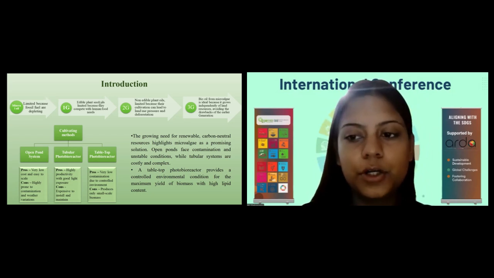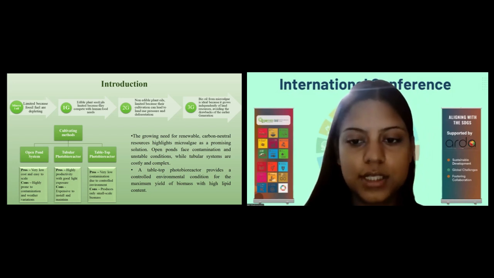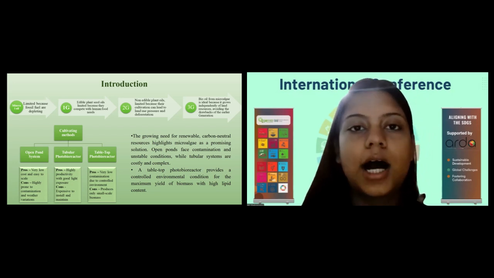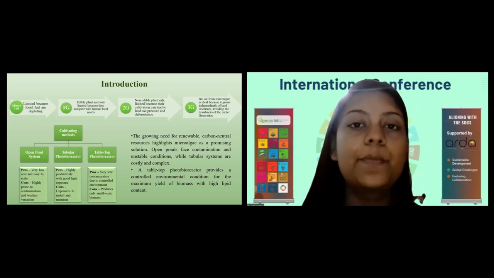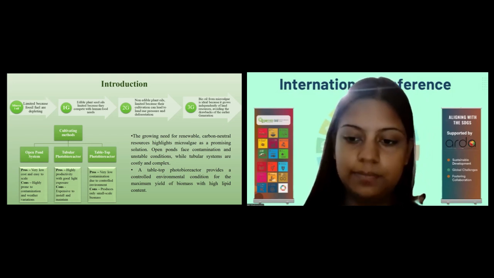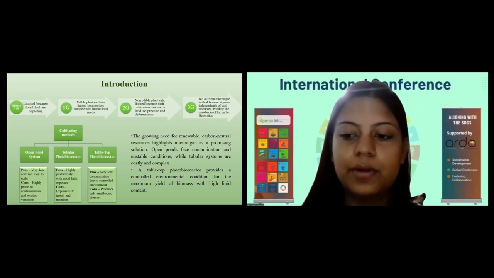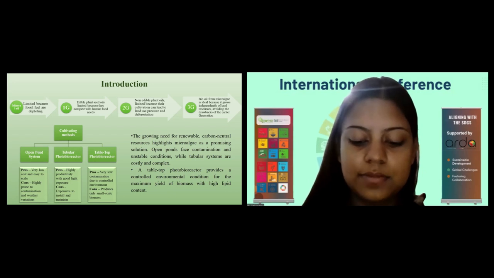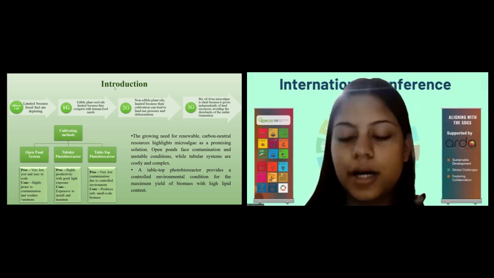So the growing need for renewable carbon neutral resources highlights microalgae as a very promising solution. As I have mentioned about the problems and cons of the other cultivating methods, our one is a tabletop photobioreactor, but it is automated and portable, which is a novelty as well. And it will yield a maximum amount of biomass with high lipid content. As I have mentioned, lipid only comes because we are cultivating our microalgae for producing bio oil.